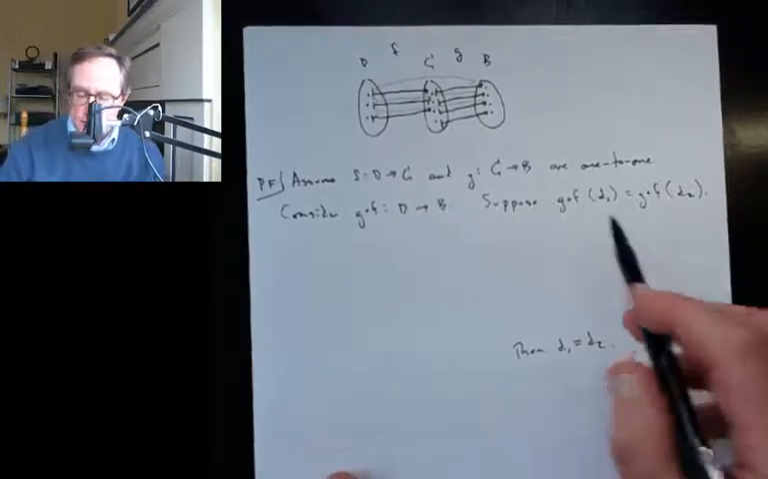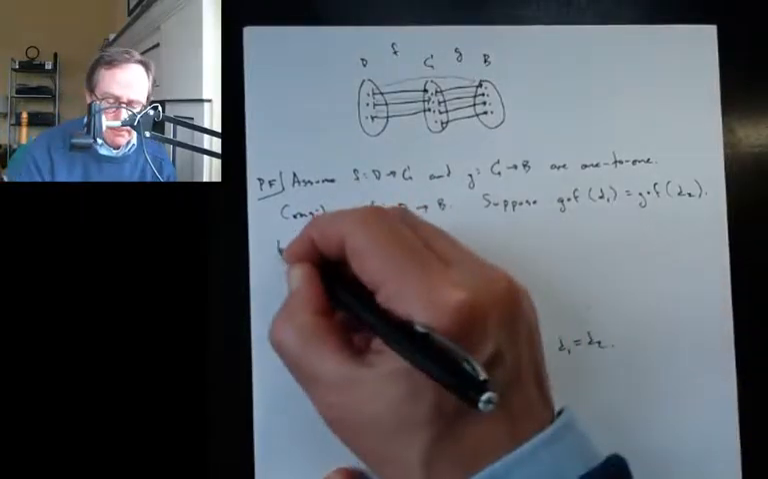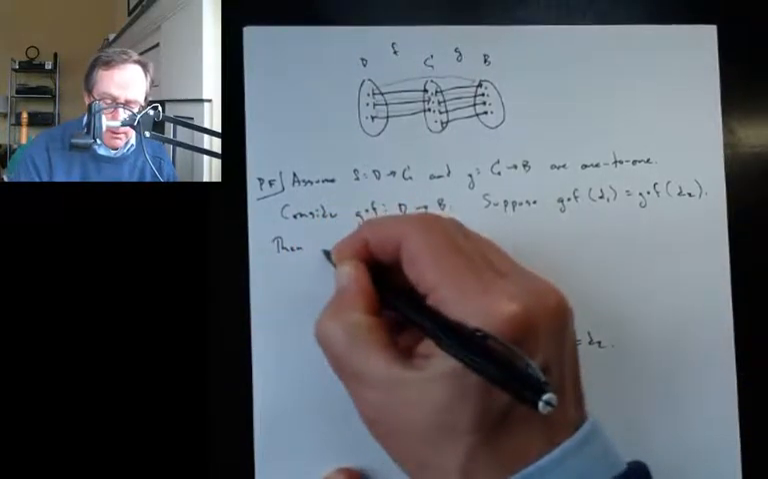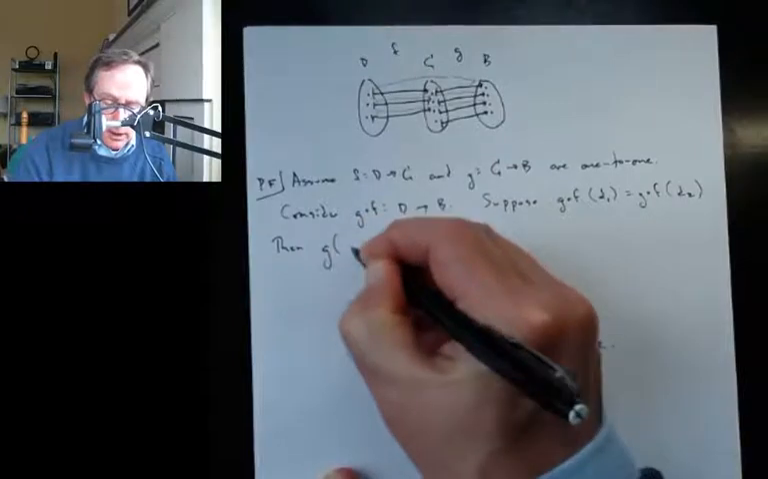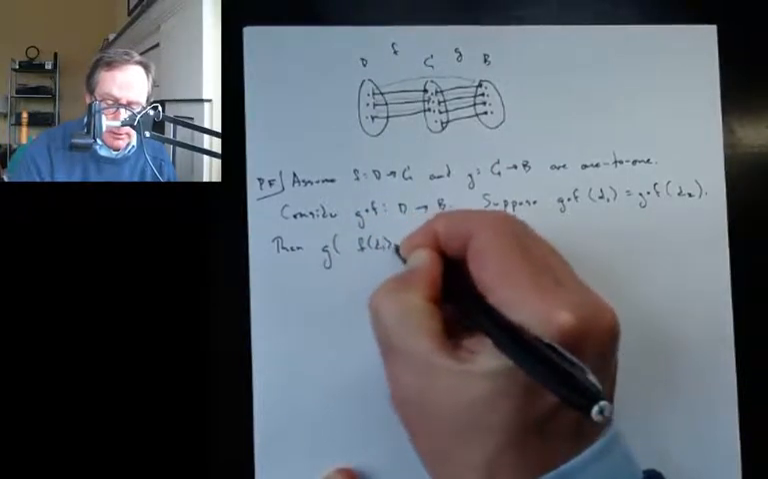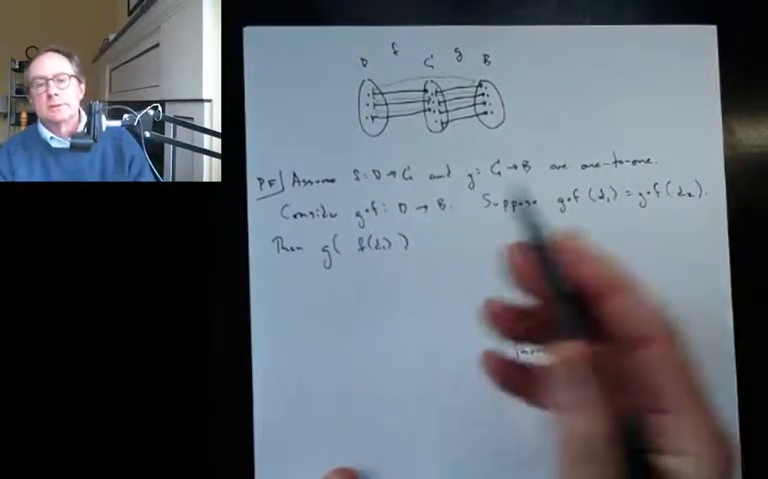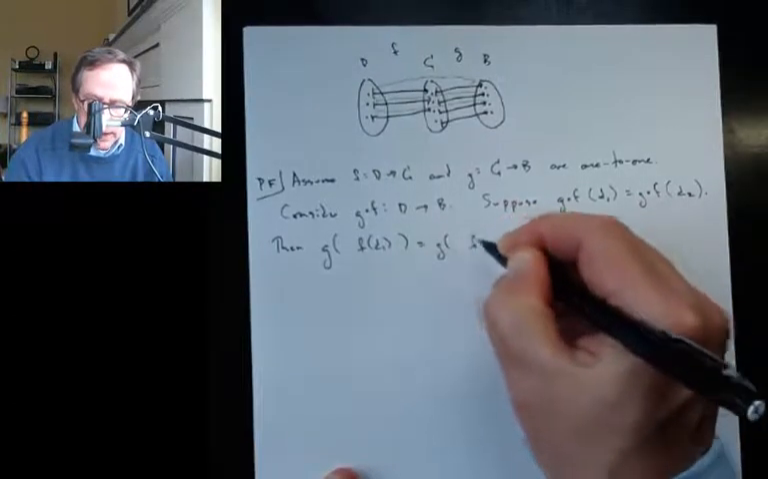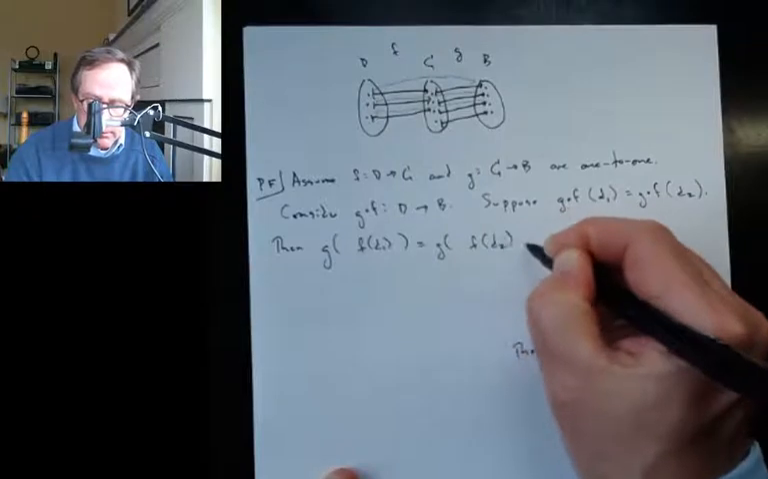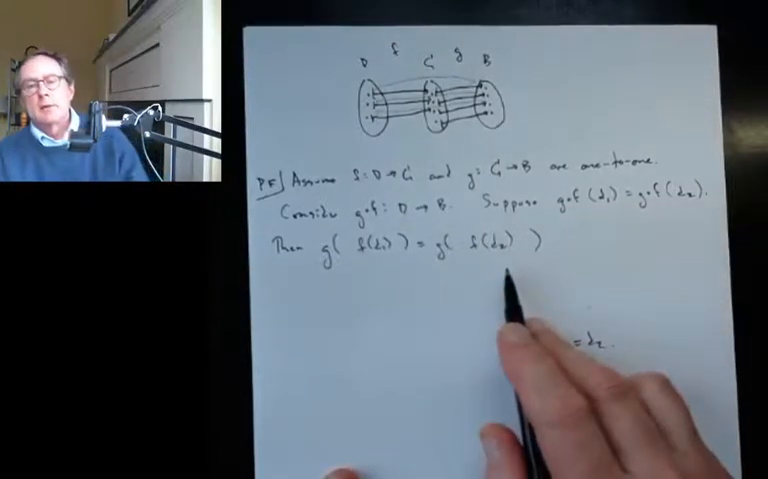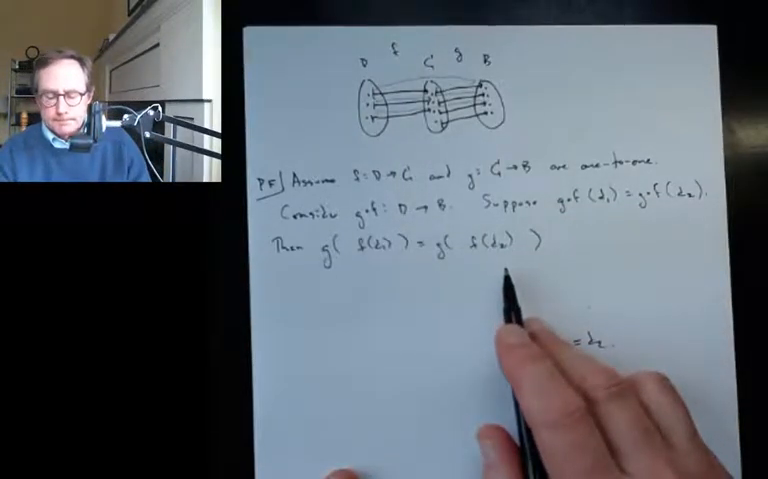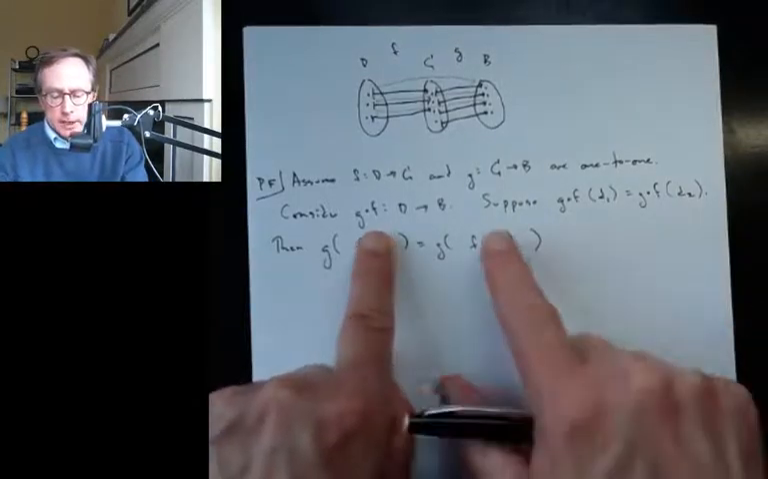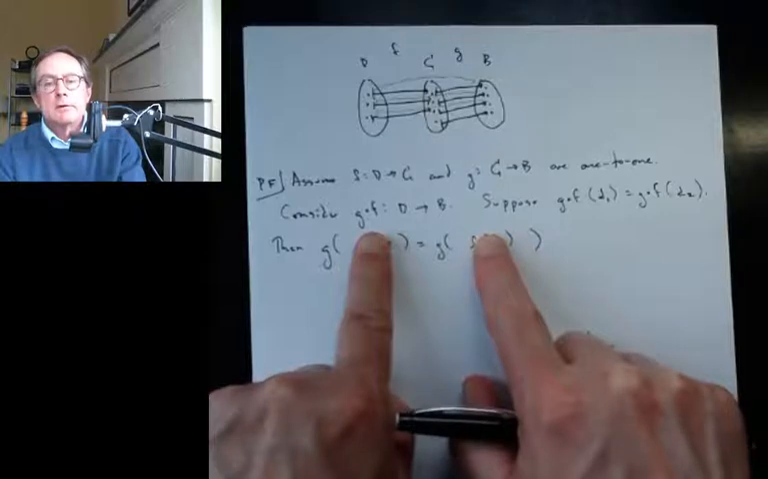Okay, so I think G circle F of d1 is G of F of d1. I put in a little extra space just because I don't know. Equals G of F of d2. If I was writing it in LaTeX, I probably wouldn't put that in. But this says G of something equals G of something.